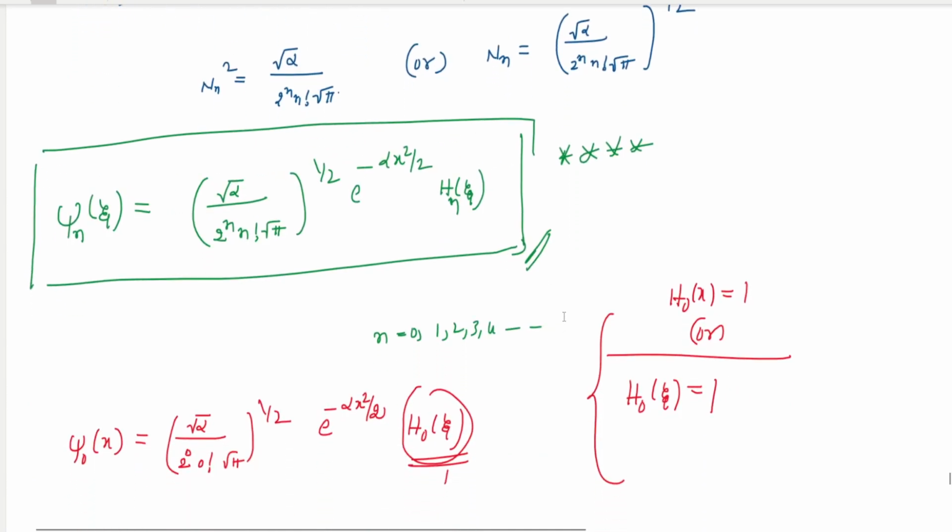Here I want the ground state wave function. Here 2 power n and n factorial are there. If you put n equal to 0, we get 0 in place of n, so I'm going to use 0 factorial. Here these are the Hermite polynomials. For example, H0 of x is equal to 1, H1 of x is equal to, just wait, I forgot this one.